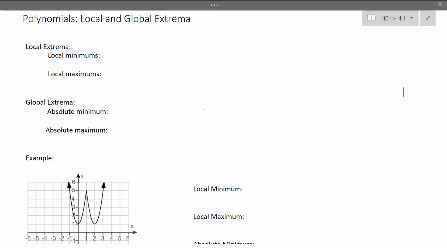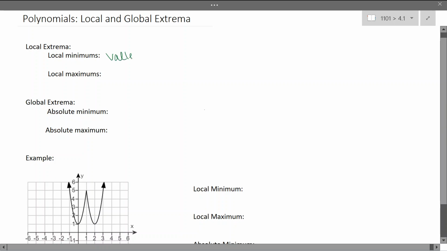In this video, we're going to be looking at the local and global extrema of a polynomial's graph. The local extrema break into two categories. You have your local minimums and your local maximums. Your local minimums are going to be the valleys of your graph, and when you're looking at this, it's going to be in terms of y.